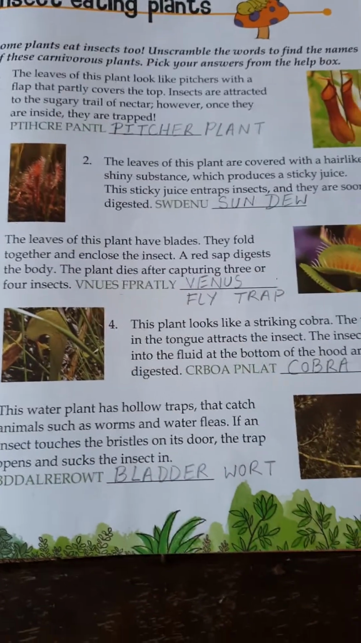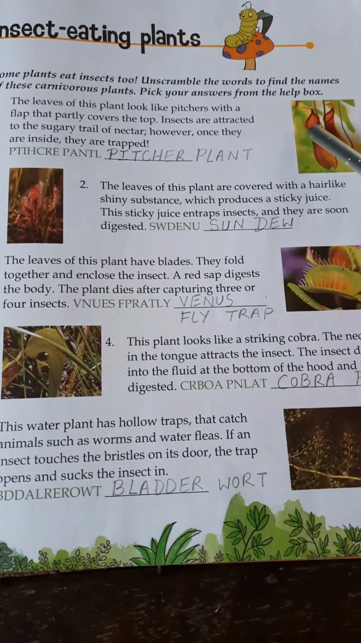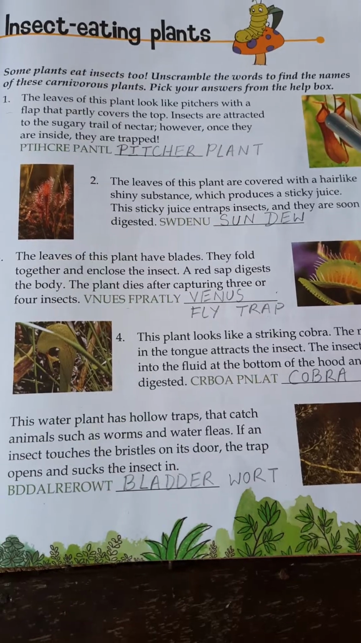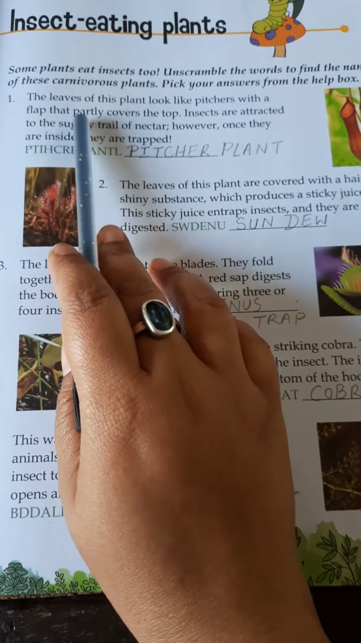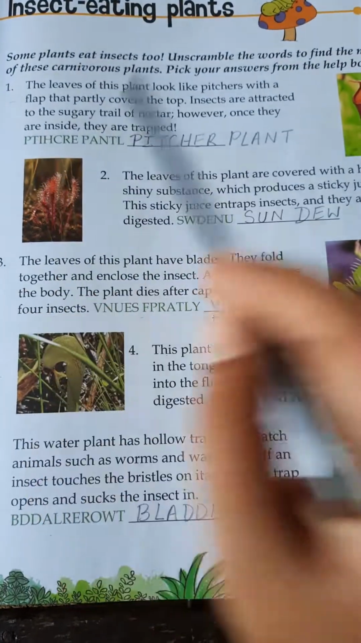Fine. So number one is, this is a pitcher plant. This looks like a pitcher. See, it's a beautiful pitcher type of plant. Pitcher means those vessels where you can store water. So the characteristic, let's read it. The leaves of this plant look like pitchers with a flap that partly covers the top.